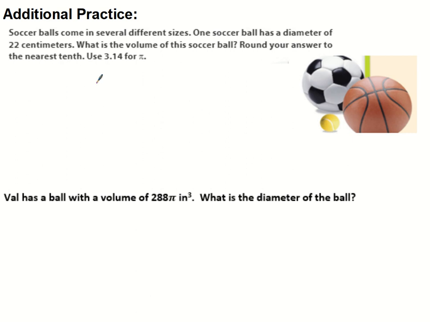Okay. So another one that I want you to try. Here we have soccer balls come in several different sizes. One soccer ball has a diameter of 22 centimeters. So that's a diameter of 22 centimeters. What is the volume? We want to round our answer to the nearest tenth. So go ahead and try this one on your own. Pause it, try it, see how you do.